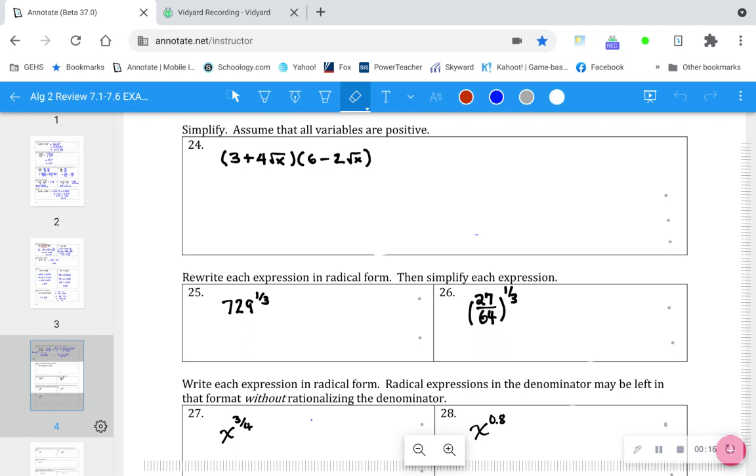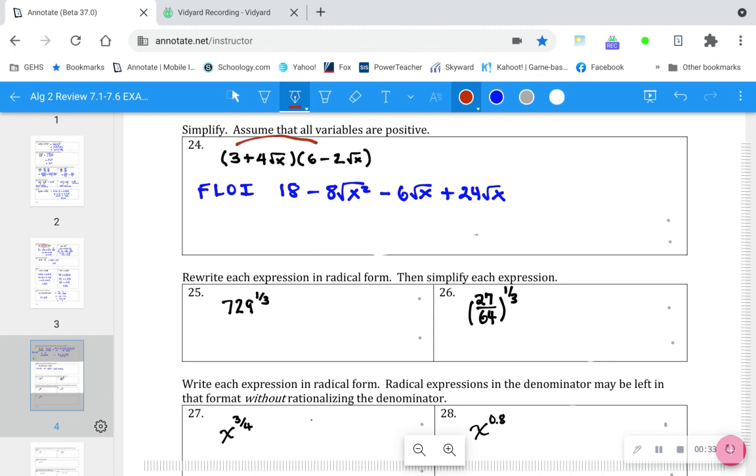What we have is two binomials multiplied by each other. So we're going to use the distributive property in the format called FOIL. I usually rearrange it a little bit: first, last, outer, and inner. And just so you see where I get all these, I'm going to go ahead and highlight.